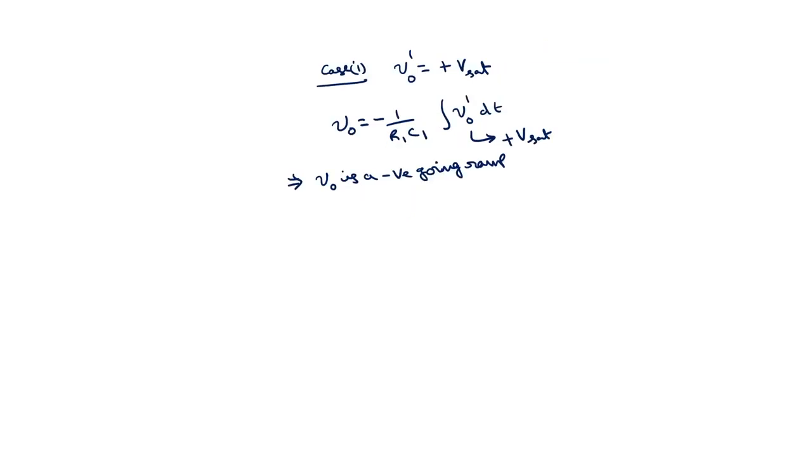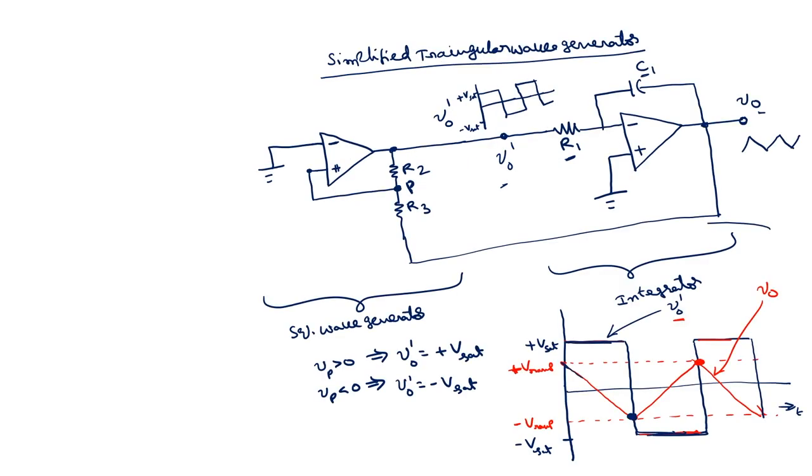For that, I will assume that this V0 is minus V ramp. So, when V0 dash is plus Vsat, I will assume that V0 attains a value of minus V ramp. Then what will be the situation? This is plus Vsat, and at that time I am assuming this is minus V ramp. So for this voltage divider circuit, this point will be plus Vsat and this point is at minus V ramp.